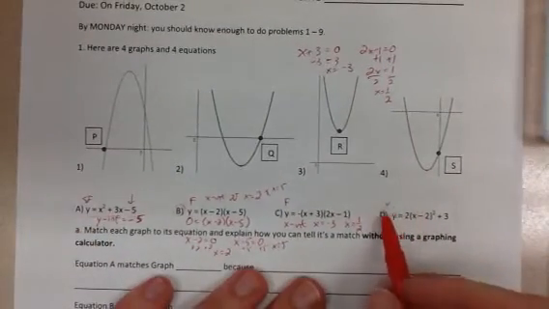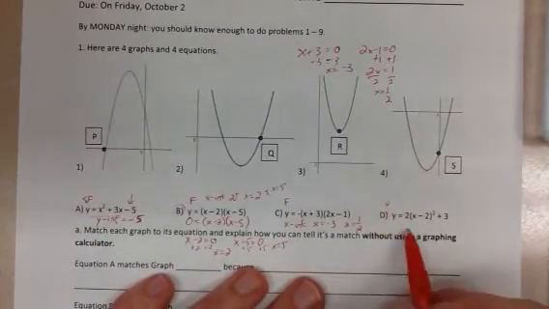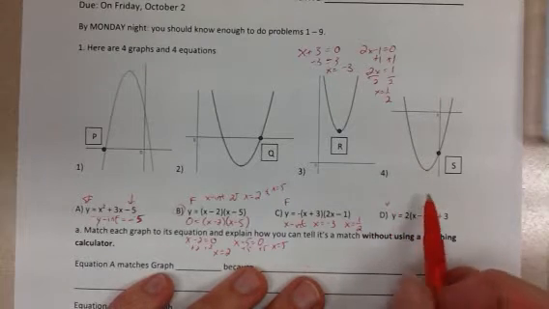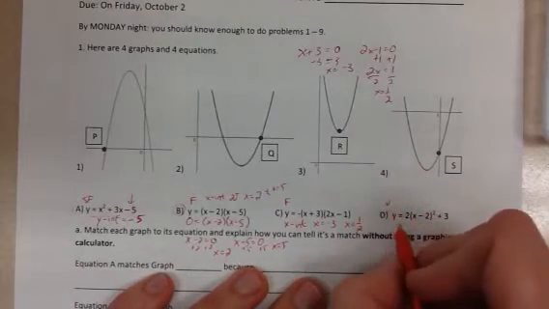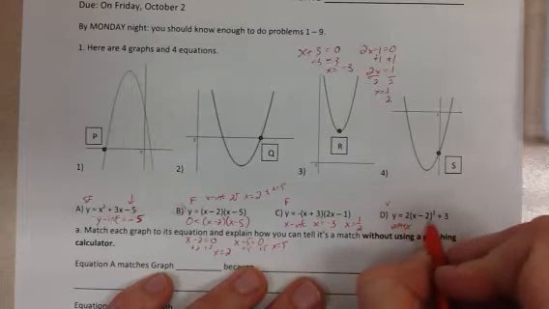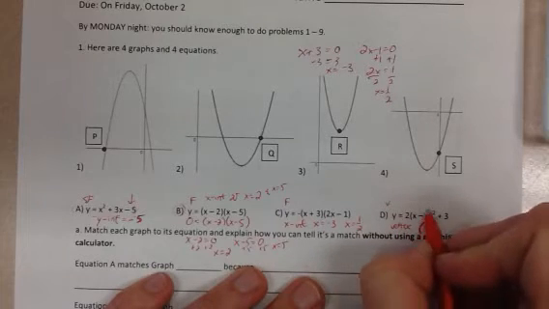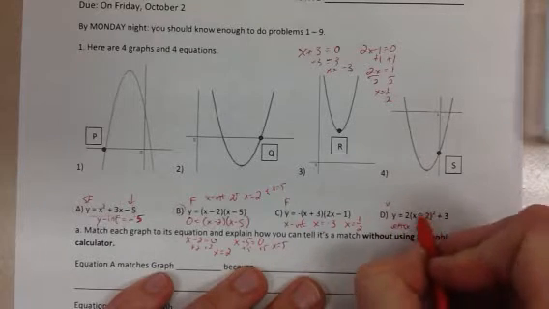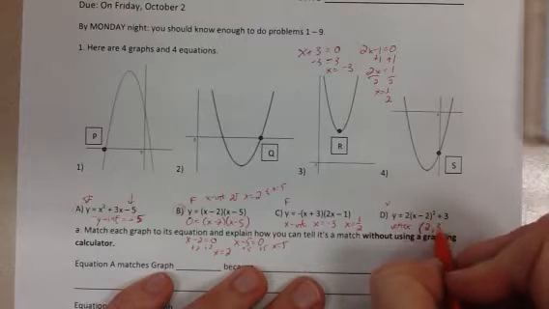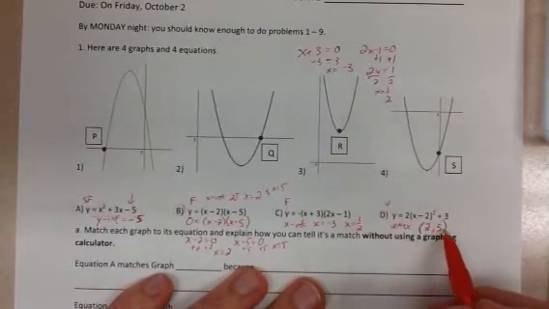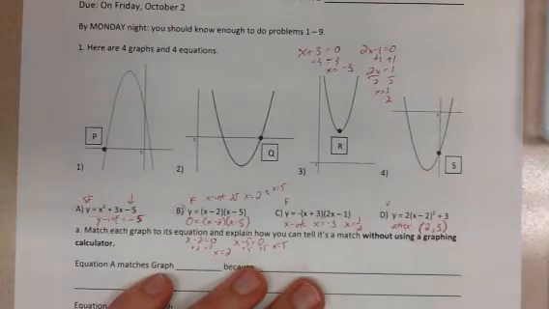And then the last one, this one's in vertex form. So it's going to reveal a vertex, that maximum or minimum. And remember, the vertex is the opposite of this one as the x value, and the same as this is the y. So this one's going to have a vertex at (2, 3).